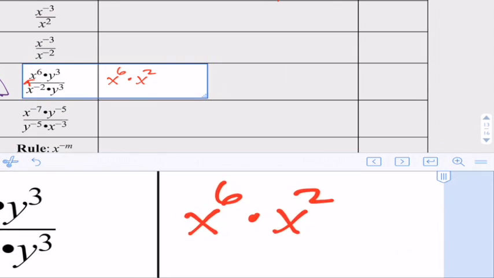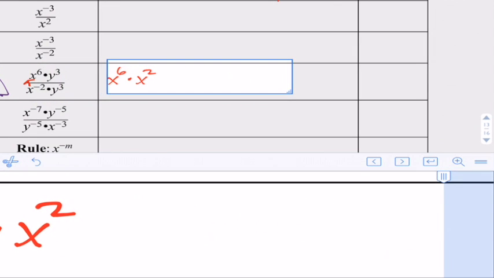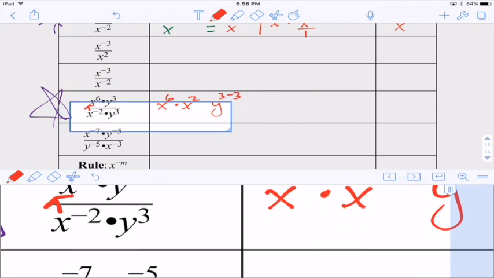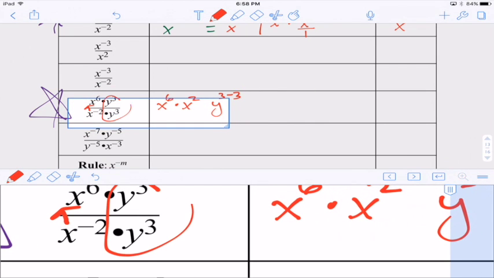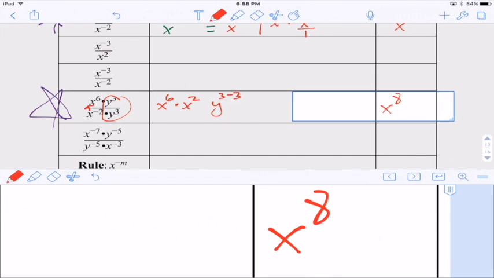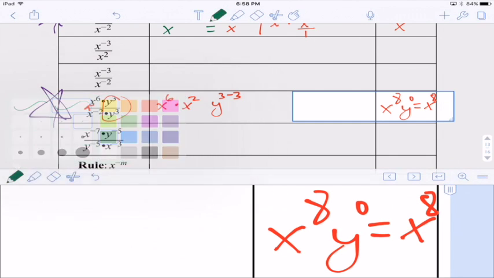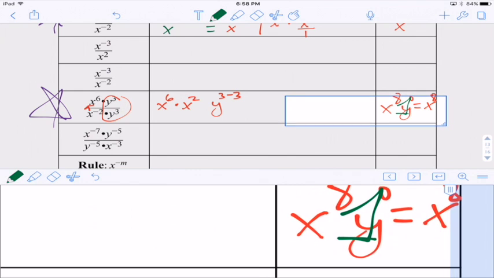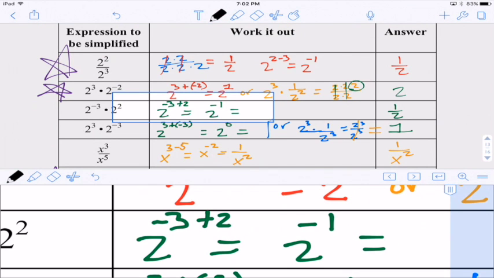Or then I've got my y's to deal with. So I got my y cubed minus 3. 3 minus 3, right? I'm using the quotient rule because it's division. So I get x to the 8th and y to the 0th, which is just x to the 8th. Remember, that turned into 1. Okay, so that's why these rules are connected if you didn't notice. All right, work it out on your own. We'll come back. All right, welcome back. That was one of the toughest ones.